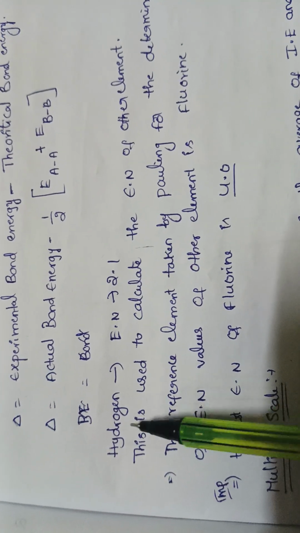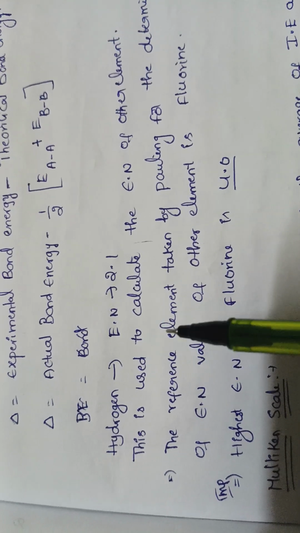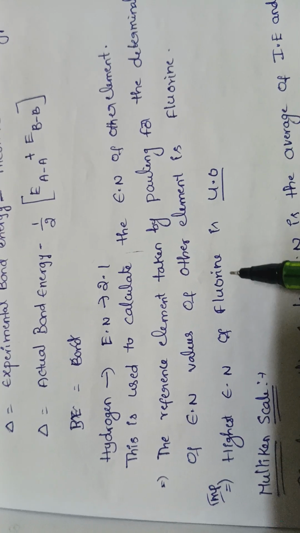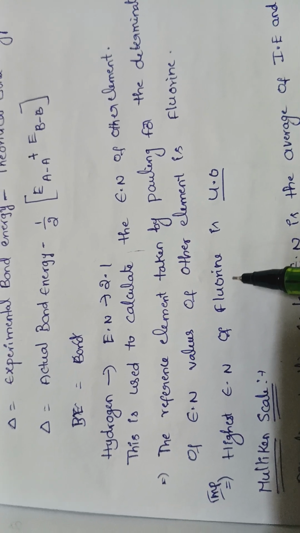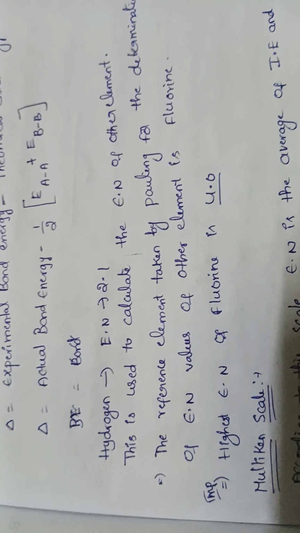Here, hydrogen is taken as the reference atom to calculate the electronegativity of any other element in the periodic table. In the periodic table, the highest electronegativity is 4.0 for fluorine.